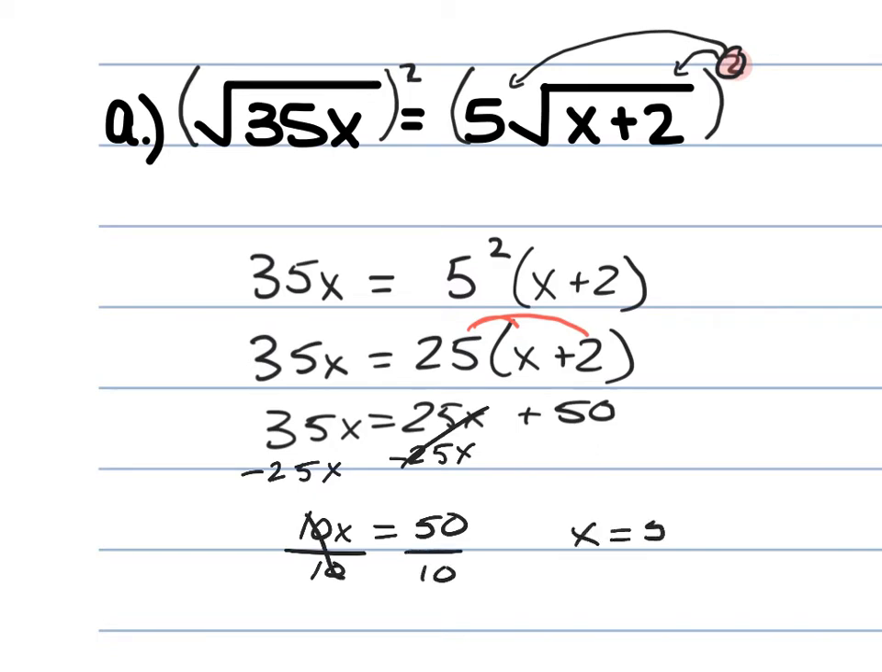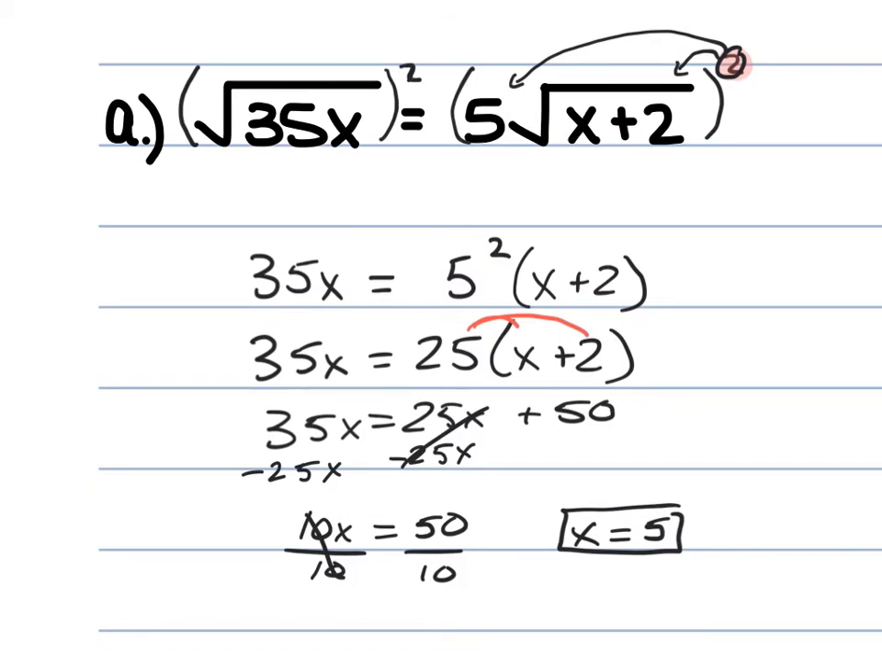You divide by 10, and x is equal to 5. So when you have two radicals, first of all, make sure they're on different sides, because it can be really stressful when they're on the same side and you wonder what to do. We're just going to move them to opposite sides and square both sides.